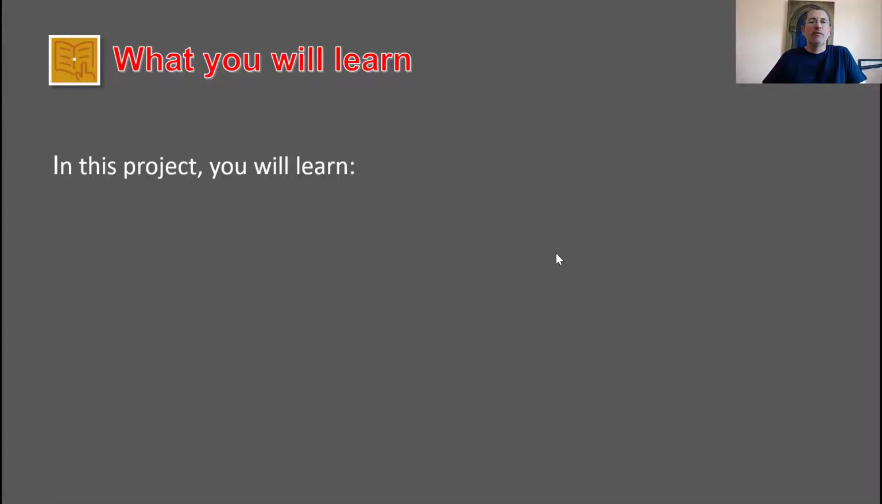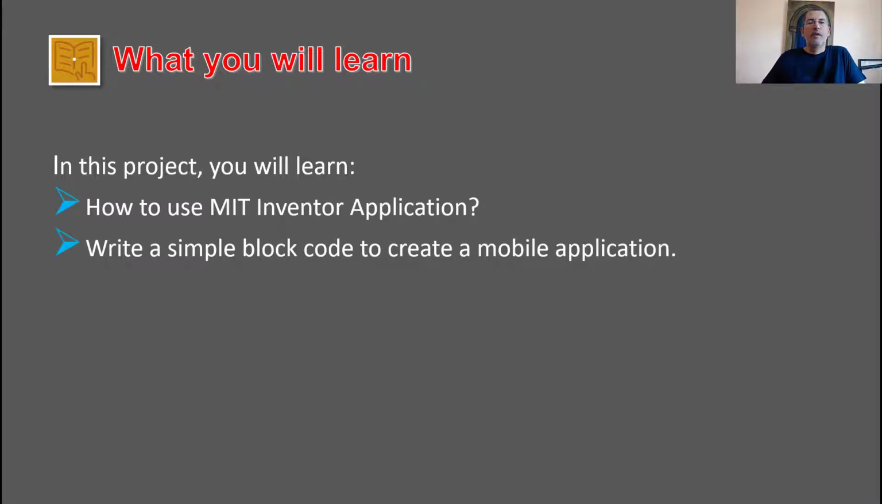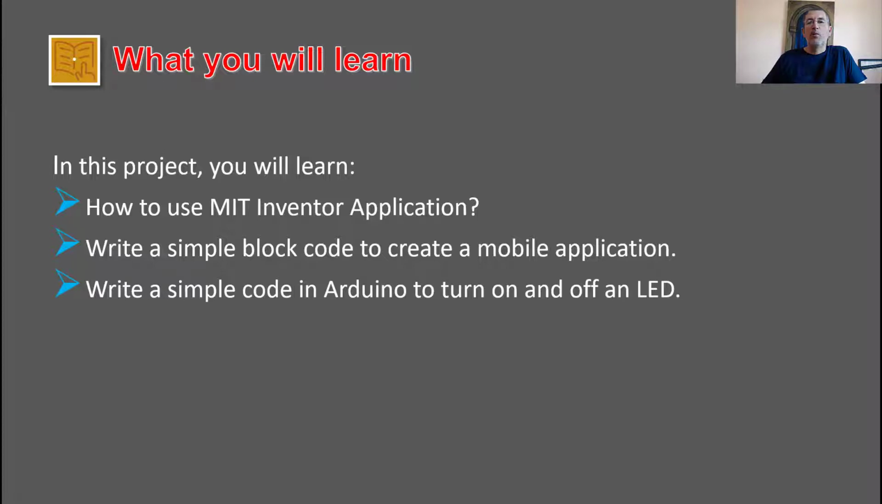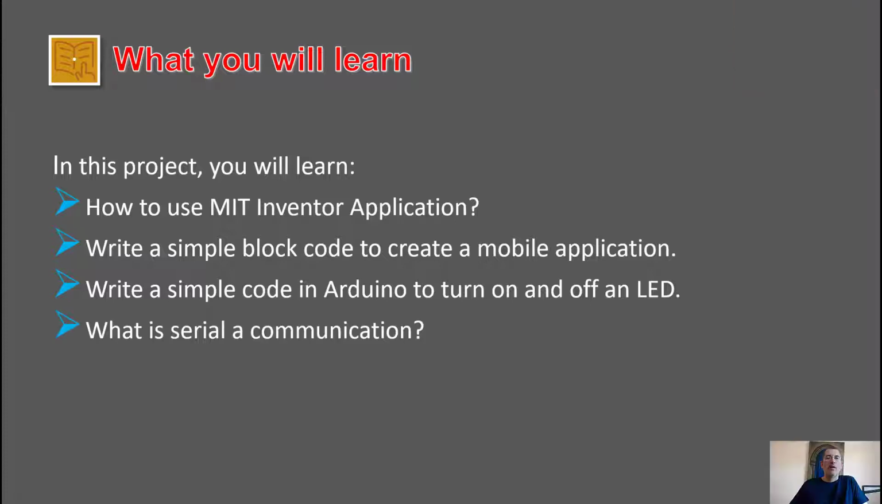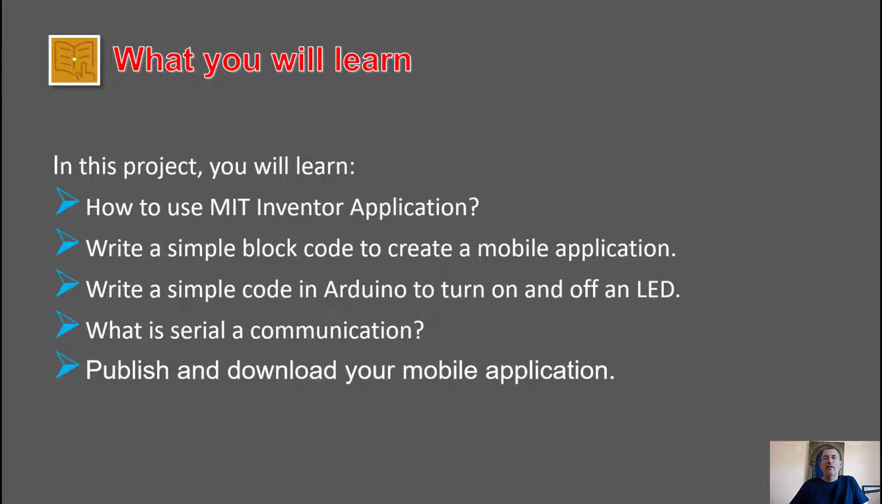So what you will learn in this project, you will learn the MIT Inventor App. We will write a simple block code to create a mobile application, and we will write a simple Arduino code to turn on and off an LED. You will learn about serial communication, and finally how to publish and download your mobile application. So let's go and do it.